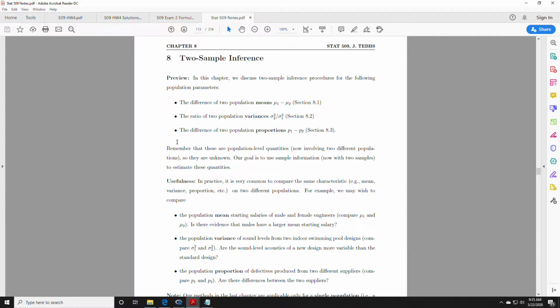Okay, so let's think back to where we were a couple weeks ago. We were talking about confidence intervals, and I believe we were finishing going over the 2-sample confidence interval for means.